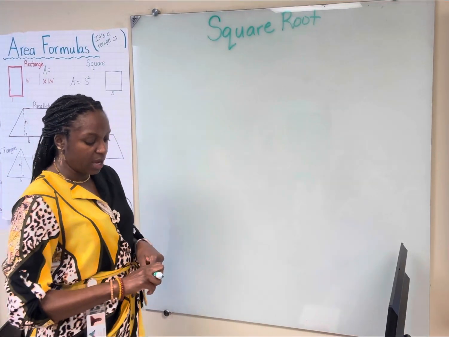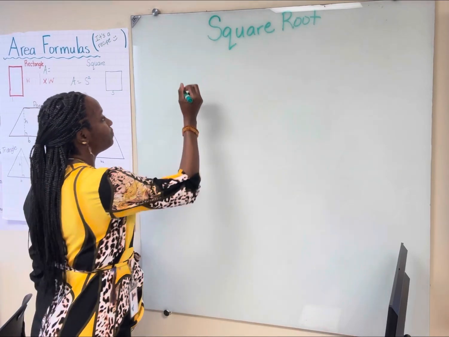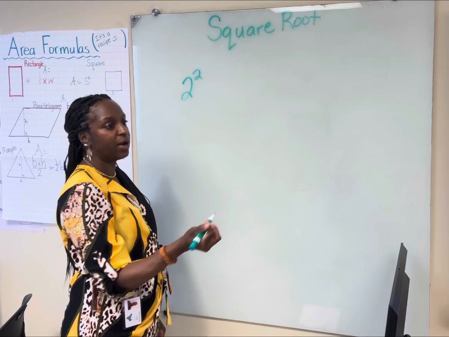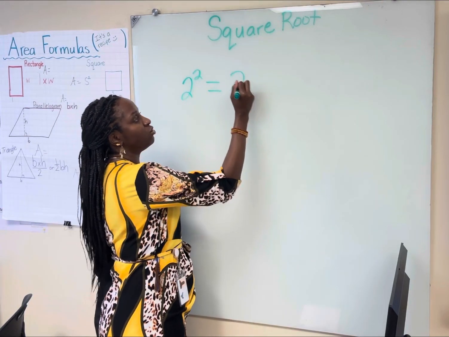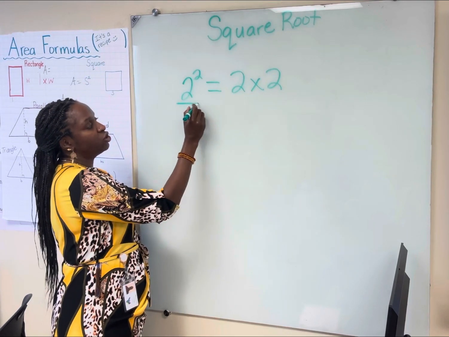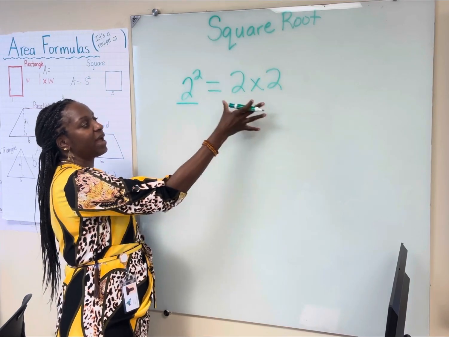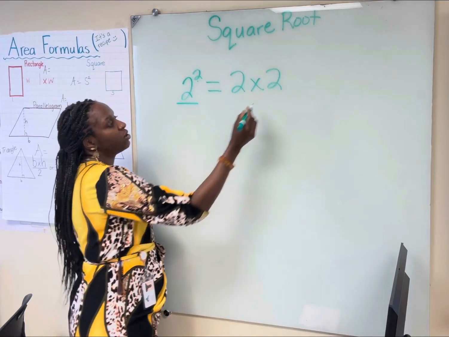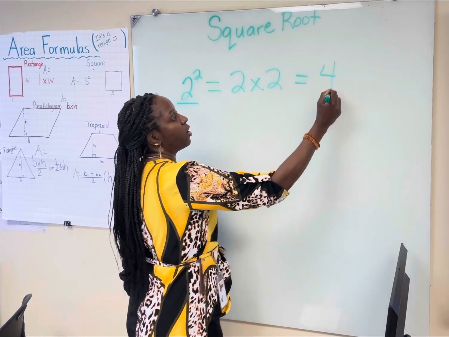We understand that when we square a number, like 2 to the second power, it means 2 squared. It really means 2 times 2. The root of this number is 2, and we multiply it by itself because the exponent is 2. So this value is going to be 4.